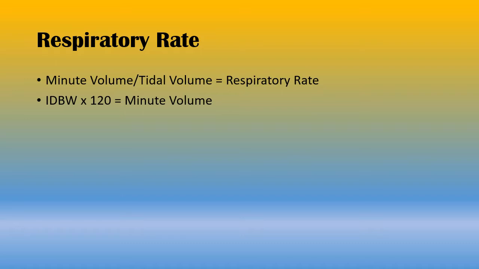But your respiratory rate is calculated based on ideal body weight. It's your minute volume divided by your tidal volume that'll give you a respiratory rate. And your minute volume should be your ideal body weight times 120, and that's going to give you a good minute volume. Minute volume is probably going to come out around 6,000 or 7,000 milliliters a minute. And then you divide that out to get your respiratory rate.